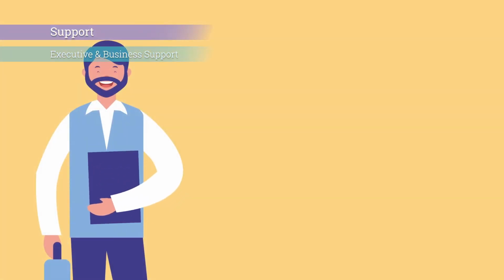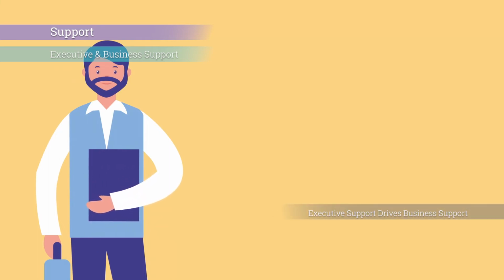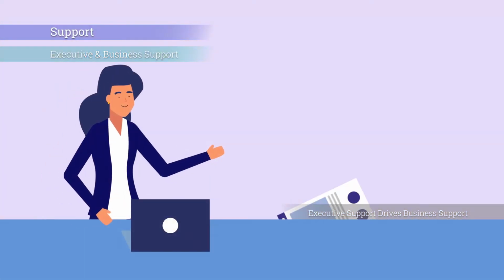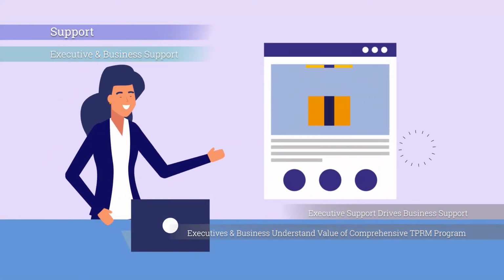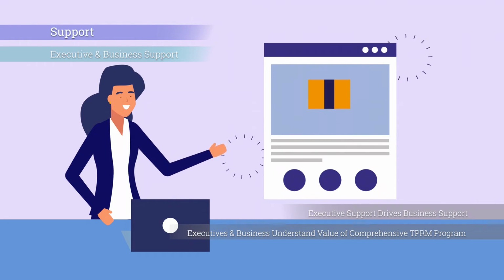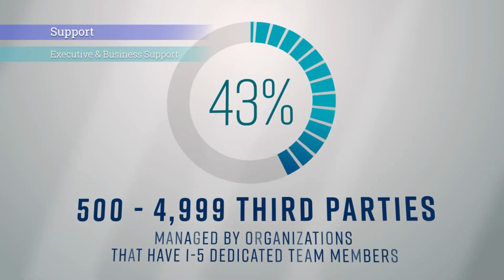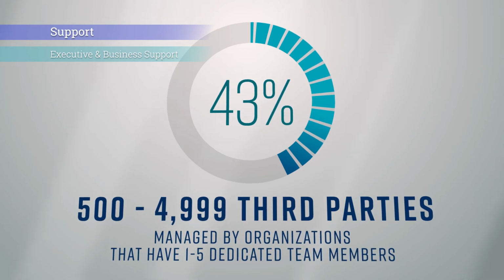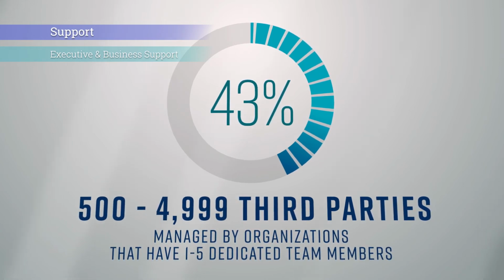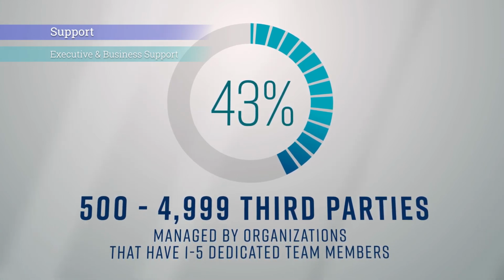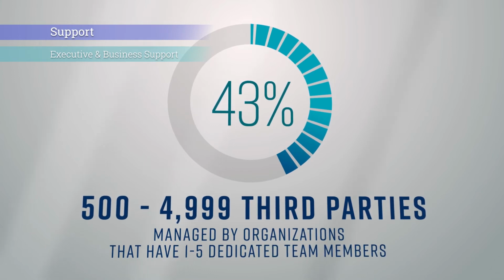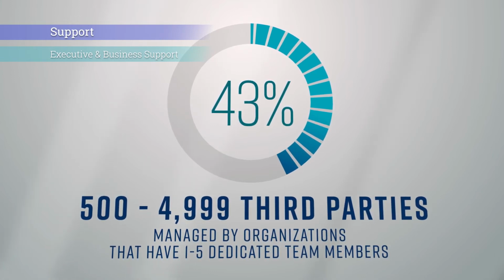Executive and business support. It is imperative to have the support of your executives, which then drives the support you receive from the business. Ensure your executives and business understand the value of having a comprehensive TPRM program in place. Per Aravo's 2021 State of the Industry Survey, the majority of TPRM program teams include 1 to 5 resources covering between 500 to 5,000 third parties.